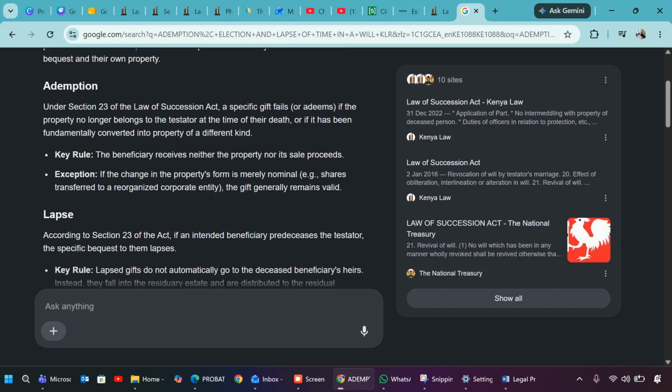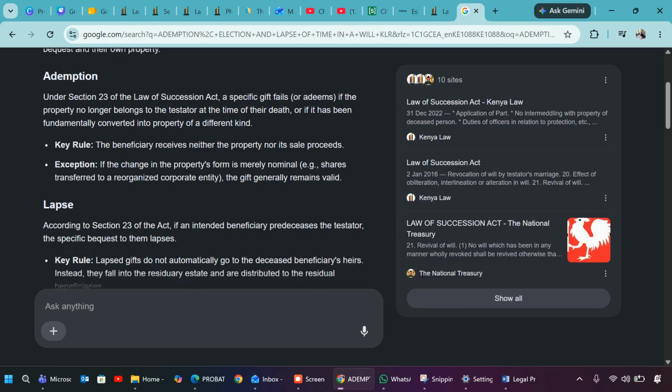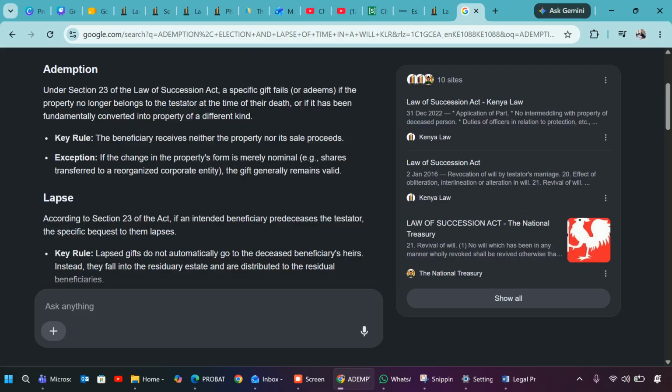Ademption in detail. Under Section 23 of the Law of Succession Act, a specific gift will fail or be adeemed if the property no longer belongs to the testator at the time of their death, or if it has been fundamentally converted into property of a different kind. The key rule is that the beneficiary receives neither the property nor its sale proceeds. But there is an exception.